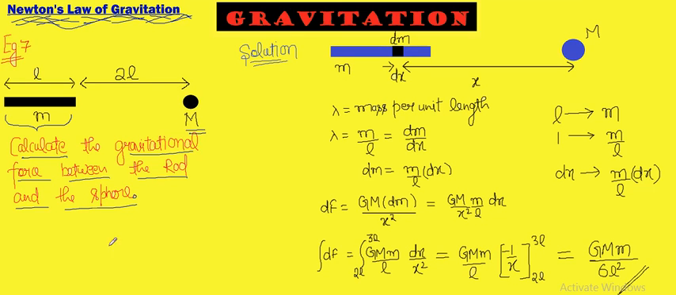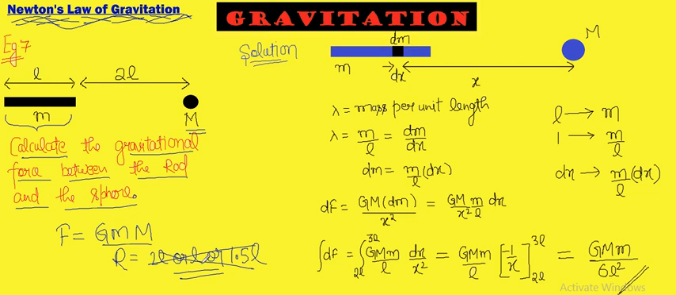The problem here is when you apply Newton's law, you take F equals GMm by R square. What will you take as R? R equals 2L, or L, or some of you would think that we should take the average, 1.5L. But all of them would give you a wrong answer. To calculate the force between these two objects, be patient with me, we will have to use integration.